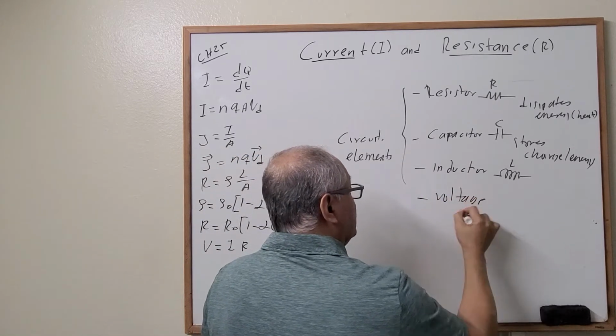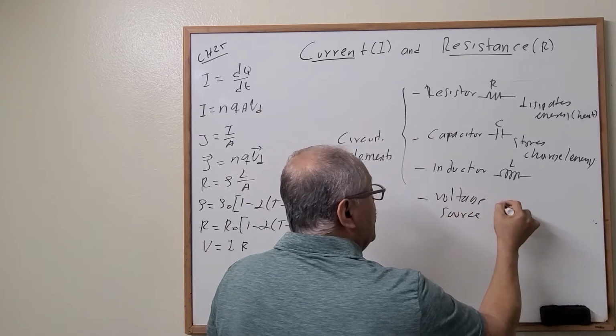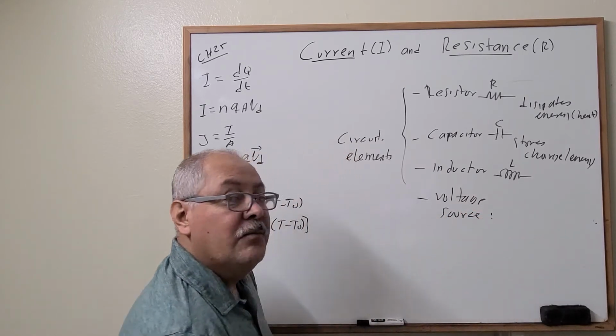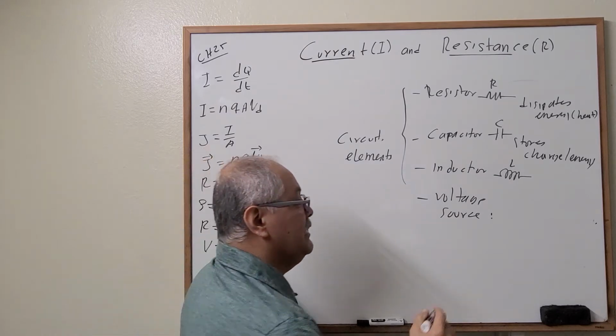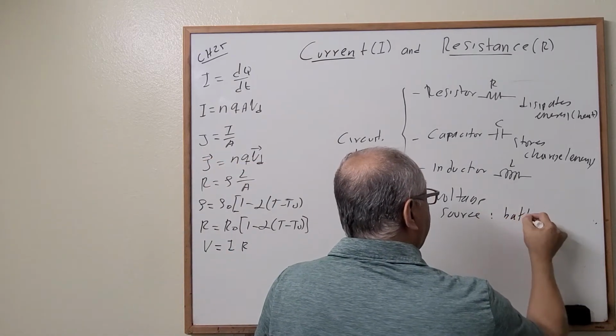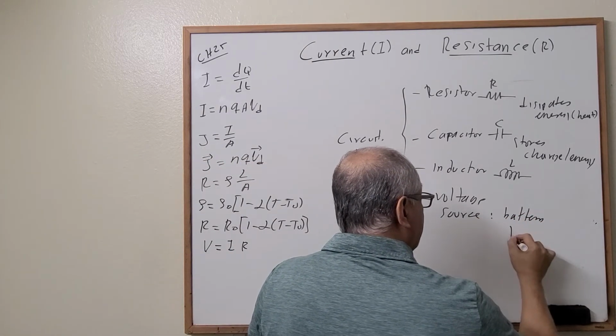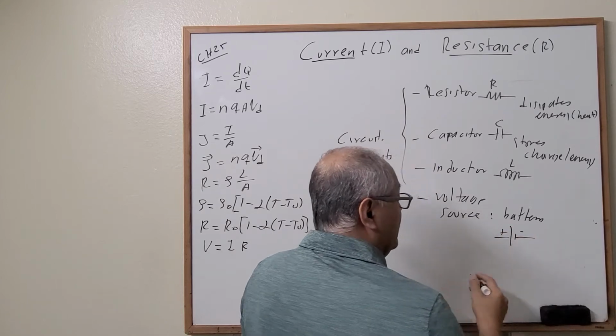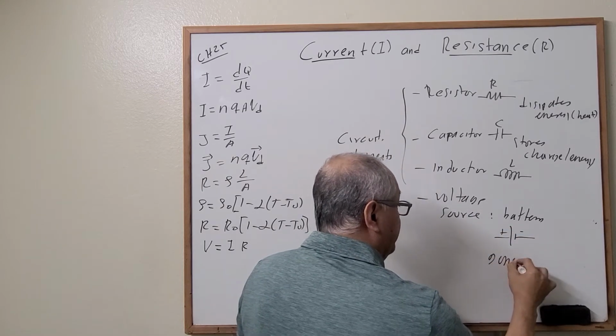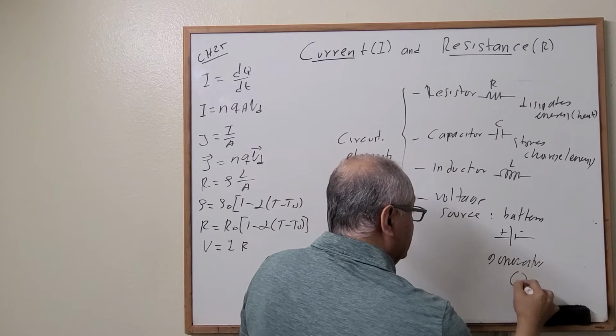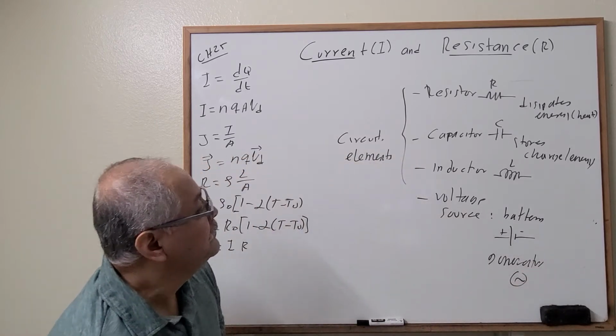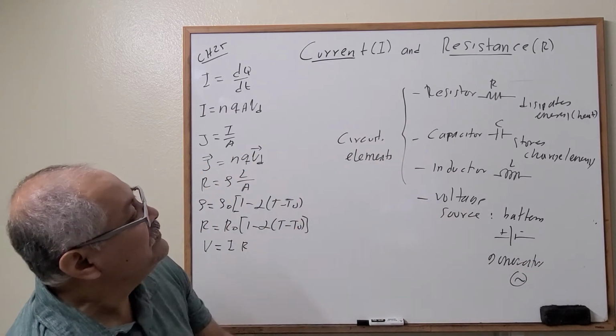And the last one is going to be the voltage source. And we have two: the battery and the generator. That's the symbol for the battery, positive, negative, and we have the generator. That's the symbol, as a wave. So these are the elements of a circuit.